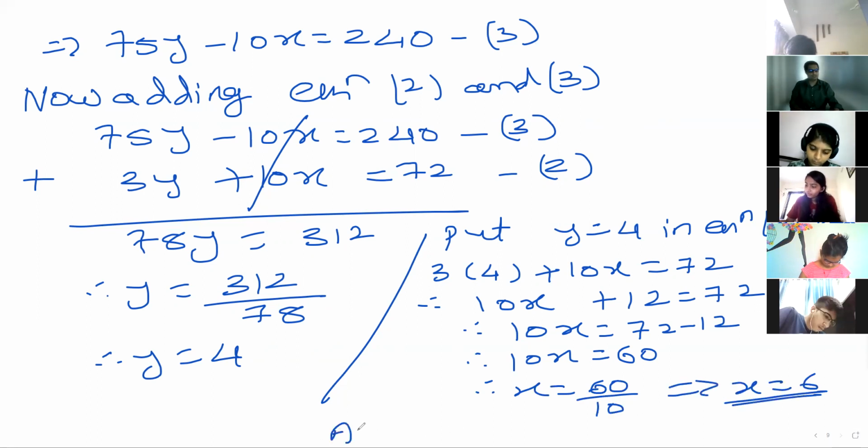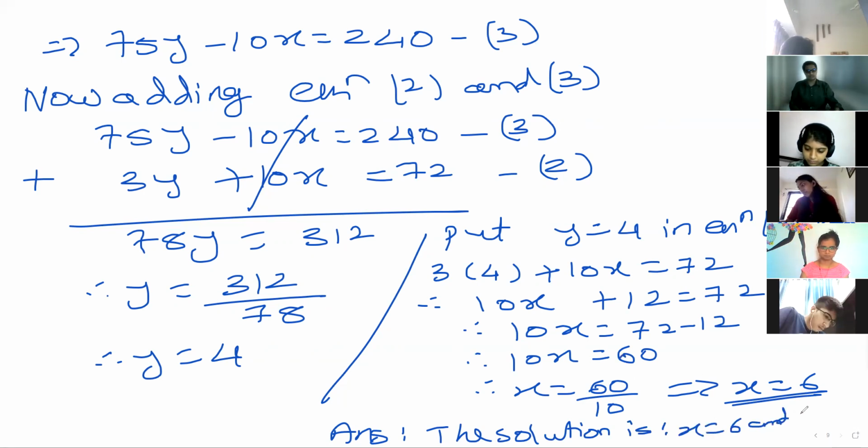Okay, so write down the answer. The solution is, I'll quickly show the second method also. The solution is x is equal to 6 and y is equal to 4. Done? Yes, sir.